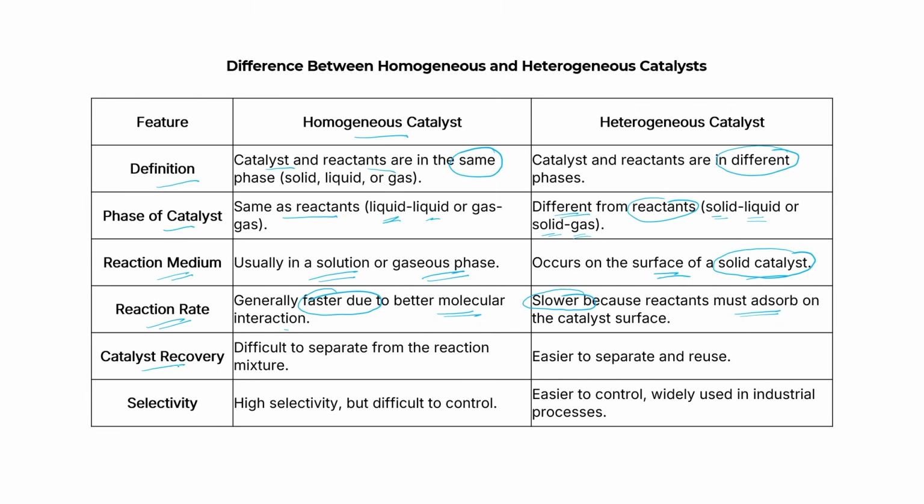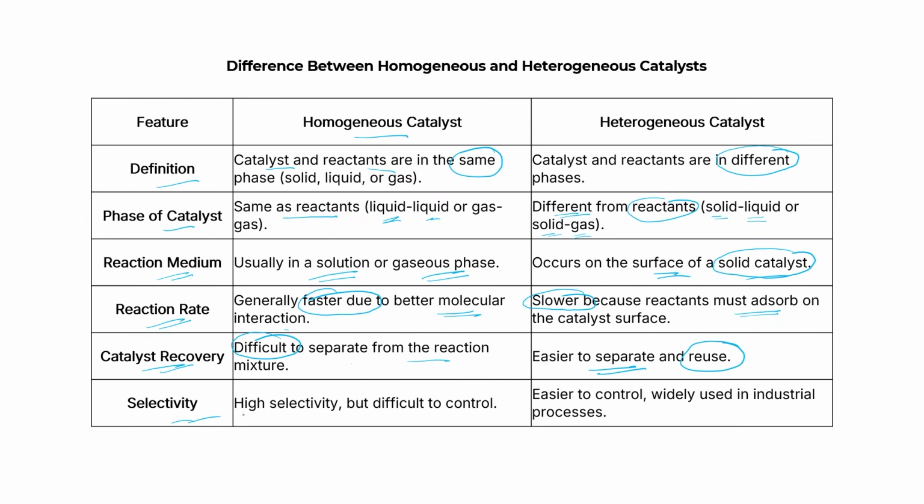As far as catalyst recovery is concerned, in the first case, that is in homogeneous catalysis, it is difficult to separate reactants and catalysts because they are in the same phase. So it's a bit of a challenging task to separate your reactant and your catalyst. On the other hand, in the case of heterogeneous catalysis, since the physical state of the reactant and the catalyst is different, they are easy to separate and they are very easy to reuse.